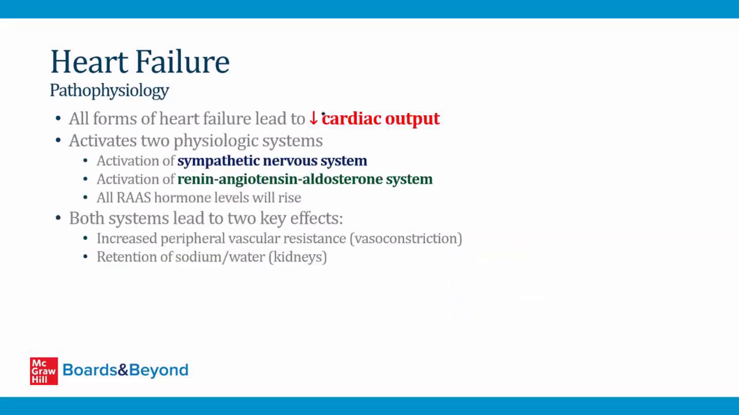Okay, now let's talk about some stuff that is super high yield for step 1, and this is the pathophysiology underlying patients who have heart failure. So like I told you earlier, all forms of heart failure lead to a decrease in the cardiac output. And when cardiac output falls, the blood pressure gets lower. Remember, your blood pressure is determined by the product of your cardiac output and your total peripheral resistance.